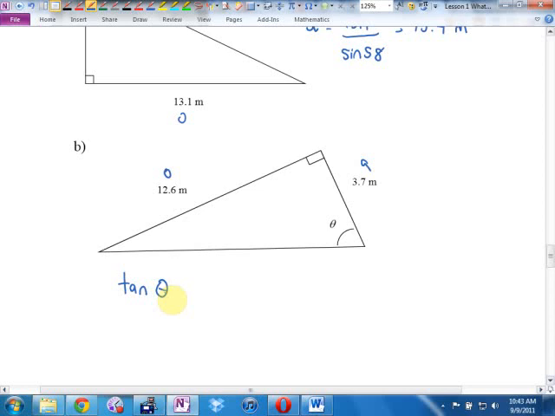Tangent equals what over what? From SOHCAHTOA, what is it? And what is opposite here? 12.6 over 3.7. I agree, this is one fraction equals one fraction. However, this is not cross multiply. Yes?